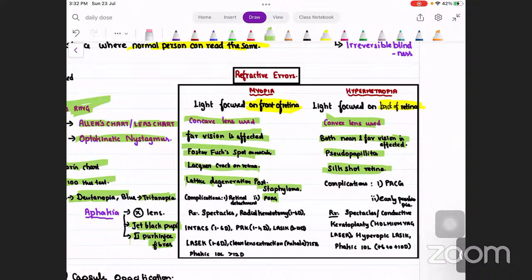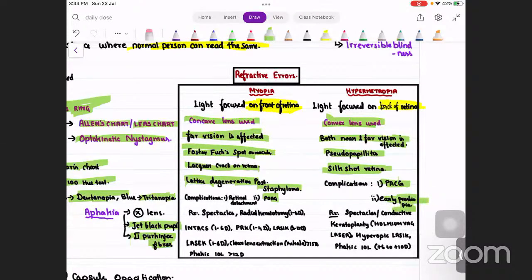Now, about complications: in myopia, we have seen open angle glaucoma and retinal detachment, while in hypermetropia you may see angle closure glaucoma and early presbyopia.